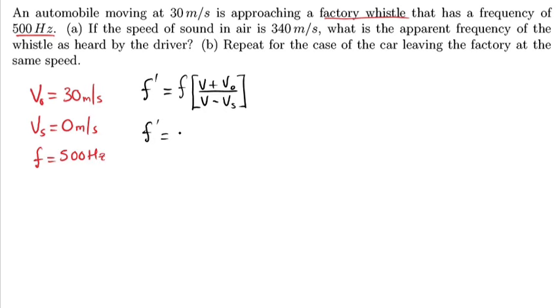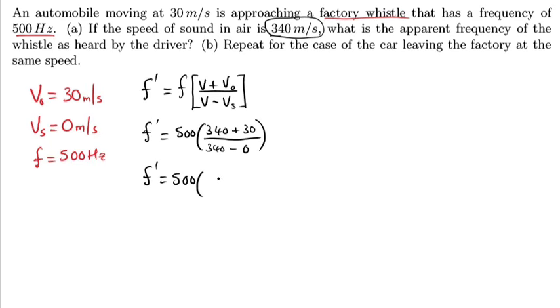So the actual frequency is 500, open bracket. The speed of sound in air is 340, or given. So we'll say 340 plus v sub o, which is 30, divided by 340 minus v sub s, which is 0 because the source is not moving. So the apparent frequency will be equal to 500, open bracket, 370 divided by 340. Like that. So 370 divided by 340 is 1.088.